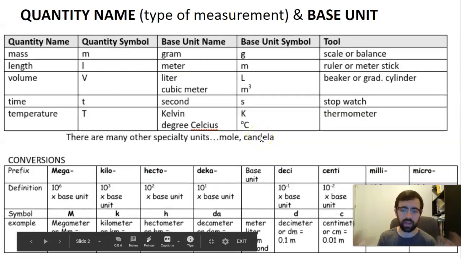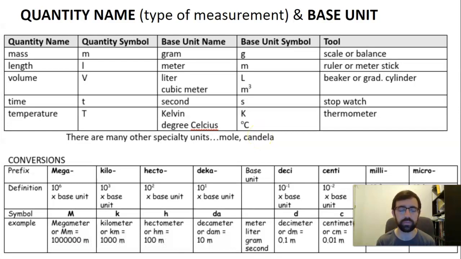All right, we've got a lot going on in this slide. It's a table, but I want to go ahead and go through this, okay? So first, your quantity name, that's the type of measurement, and then we've got base units. The base unit is the primary unit for that type of measurement. So mass is labeled as m if you see it in a formula like density. Density equals mass over volume. That's D equals m over V. We'll talk about that later, okay?